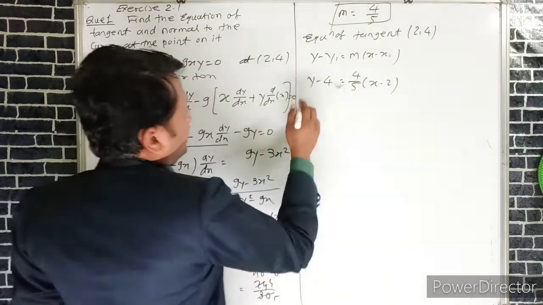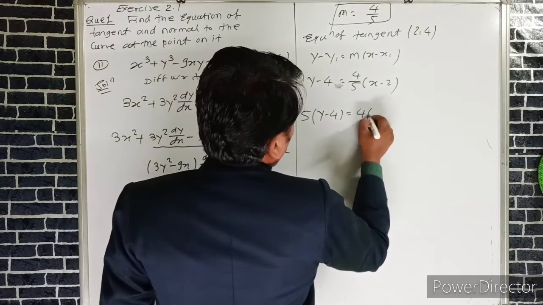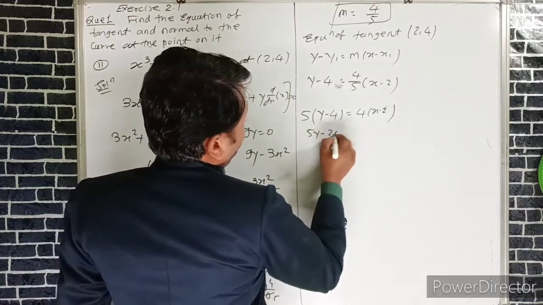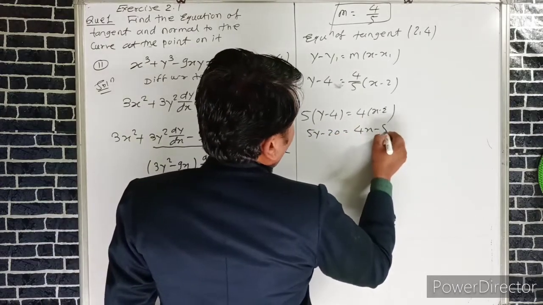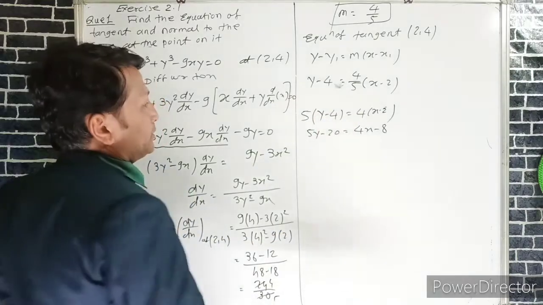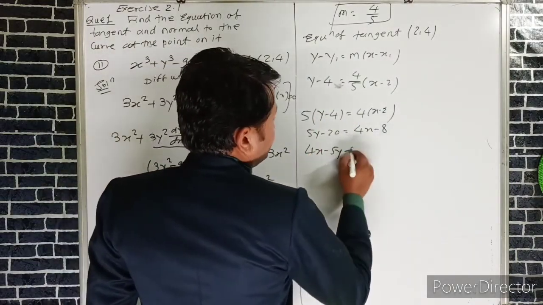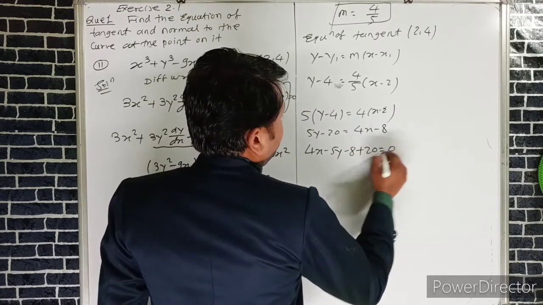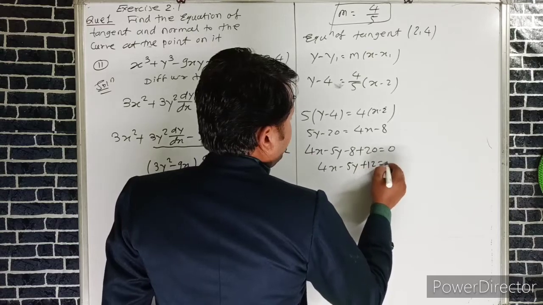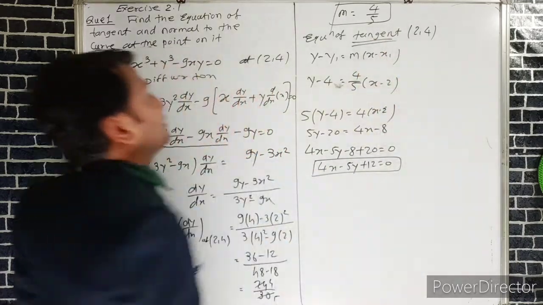If we take this 5 to the left side, we get 5 into y minus 4 equals 4 into x minus 2. That is 5y minus 20 equals 4x minus 8. If we shift this whole term from the left side to the right side, we can write 4x minus 5y minus 8, and minus 20 becomes plus 20, equals 0. That means 4x minus 5y plus 12 equals 0, which is the required equation of tangent.